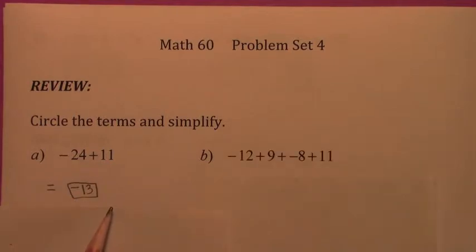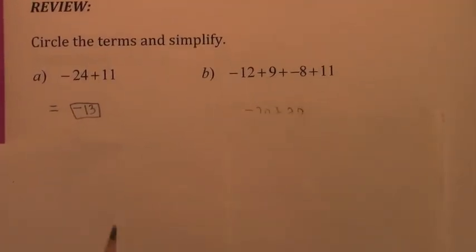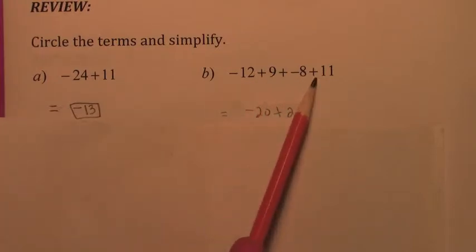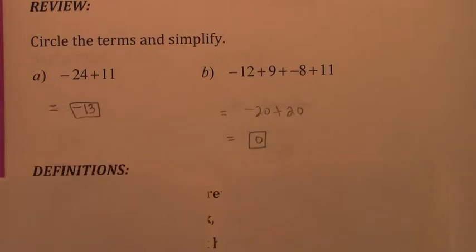Okay, how many terms do you see here? How many numbers are being added? There's 4. So you'd circle the negative 12, the 9, the negative 8, and the 11. That's right. Now, is it okay to add the negatives together even though they're not next to each other? Yeah. Now what property is that called again? That's called the commutative law. You don't have to do it this way, but you could. If you add the negative 12 plus negative 8, you get negative 20. If you add the 9 plus 11, you get 20. So what's your final answer going to be? 0, right?